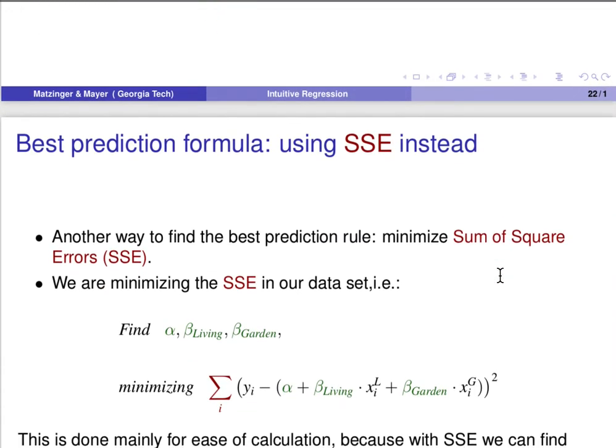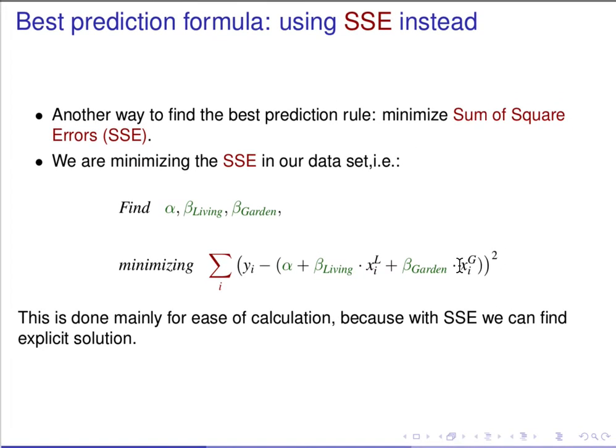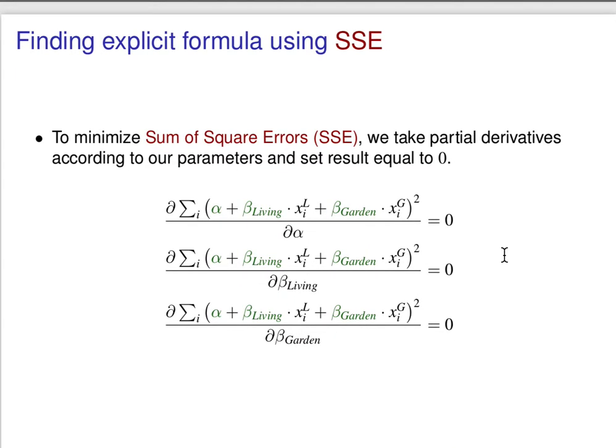As mentioned before, we could also use a sum of square errors. That is, we minimize the sum of the squared errors. That was traditionally used in regression because it allows us to explicitly calculate things. So here I'm going to show you how these calculations are done now with the sum of squares. Now we can actually solve the problem.